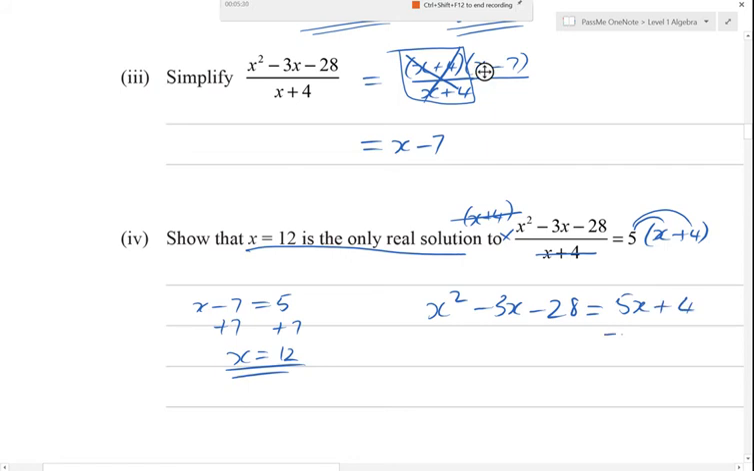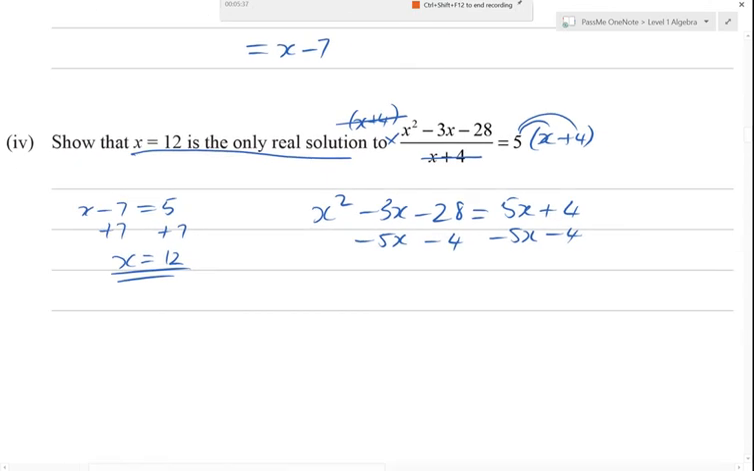So now we'll rearrange this. We'll subtract 5x from both sides, and we'll subtract 4 from both sides. The purpose of this is so that we can make one side equal to 0, because we've got a quadratic. Okay, so that gives us x squared minus 8x minus 32 equals 0. So factorizing this equation, we're going to have x in the start of our brackets, two numbers that times to negative 32 and add to negative 8.